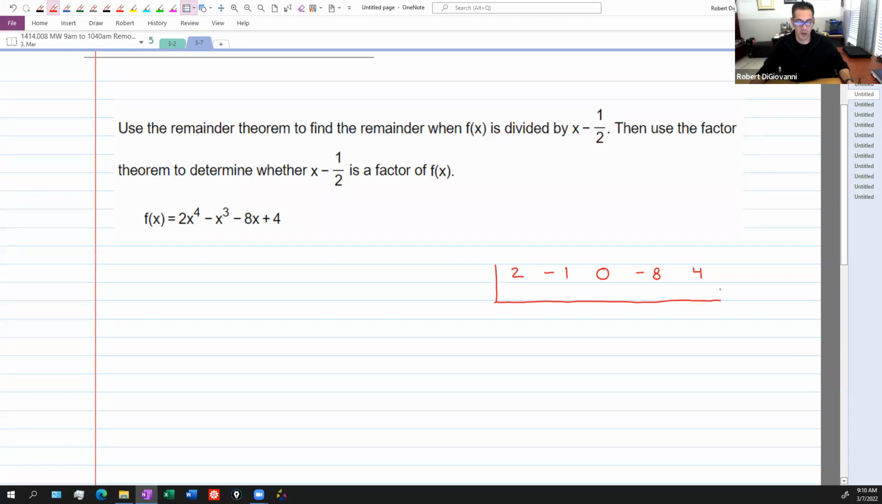There we go. The number on the outside is going to be, well, we're supposed to divide by x minus a half, so I'm going to put plus a half here, or +1/2. So we're going to have some fractions here, but I think things aren't going to be as bad as they look. Let's see. We bring the 2 down. Half of 2 is 1, so that puts a 1 here. You add down, you get 0. 1/2 times 0 gives you 0, so I put a 0 here. Add down again, we get 0.